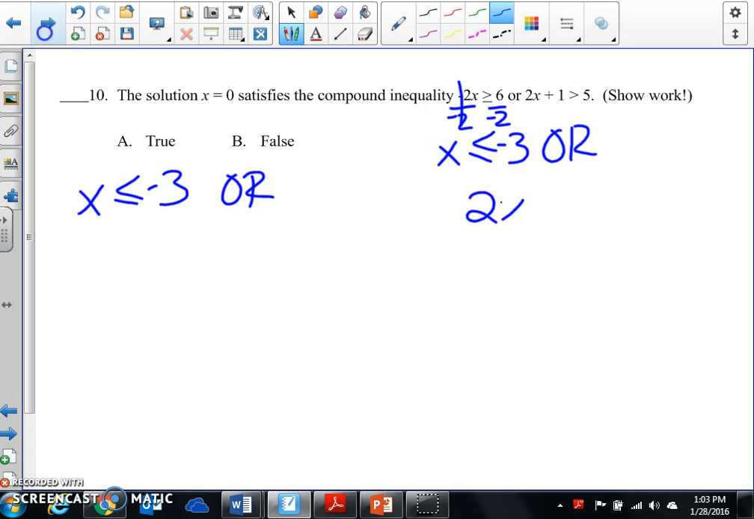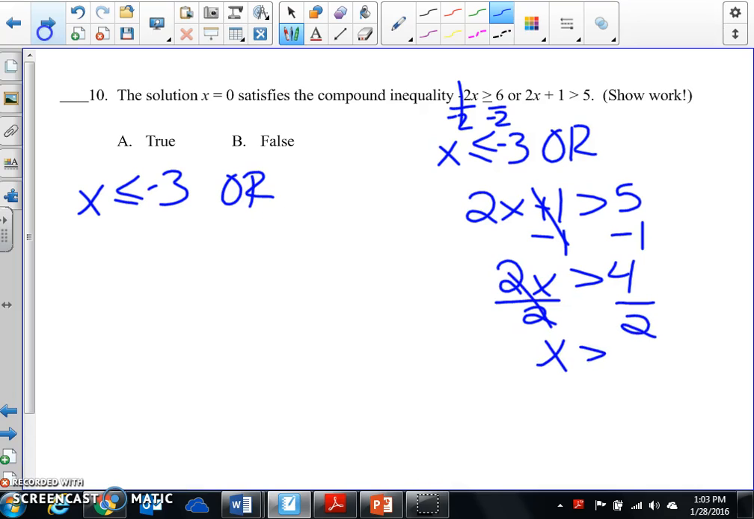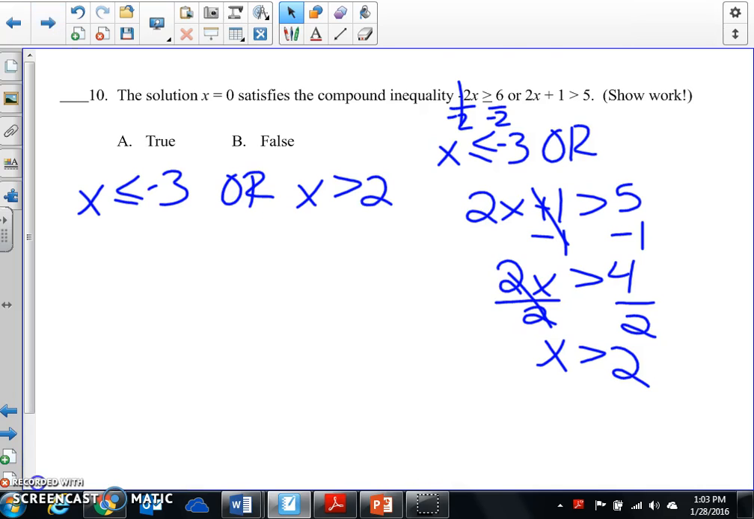And then over here we've got 2x plus 1 is greater than 5. I subtract 1, divide by 2, and here is my other solution. Now, all right, so now we have to graph it.